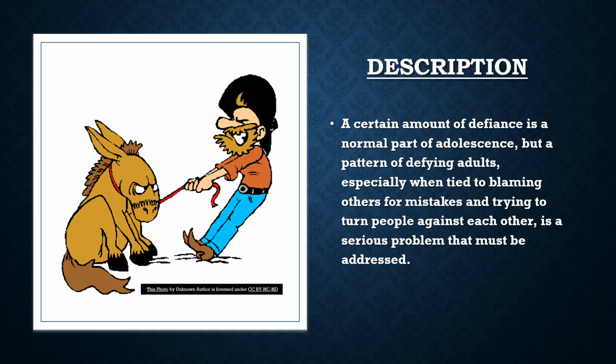The description: a certain amount of defiance is a normal part of adolescence, and we all know that. But a pattern of defying adults, especially when tied to blaming others for their mistakes and trying to turn people against each other, is a serious problem that we have to address. One of the ways we can address this is through individualized topics from Ripple Effects.